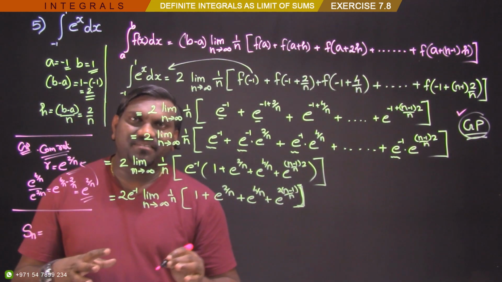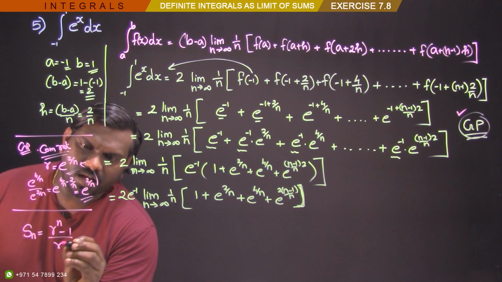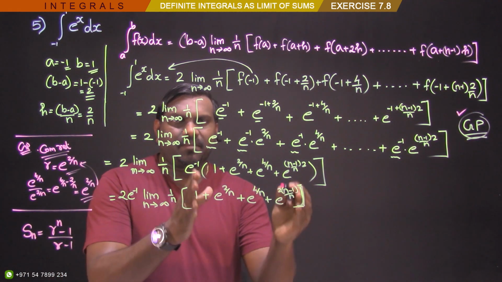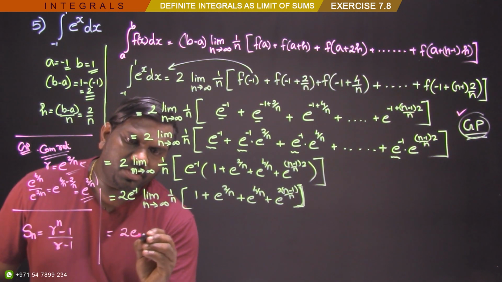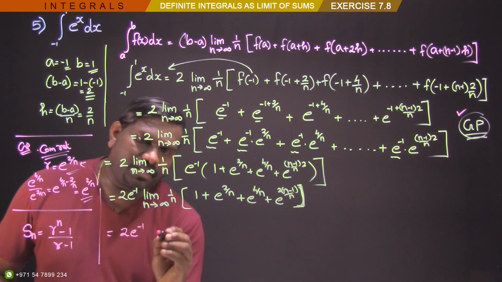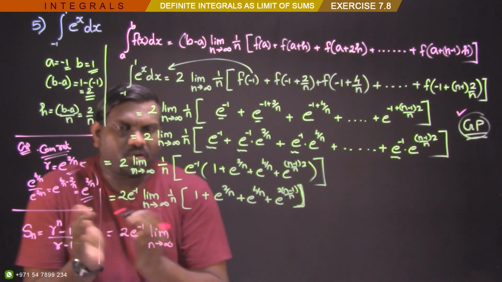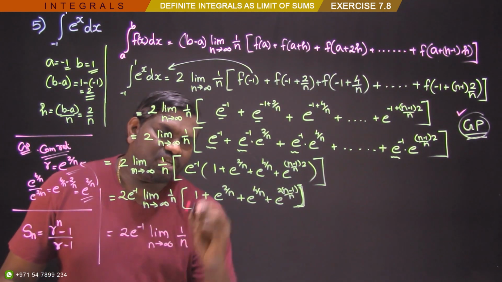You have any idea? That is r raised to n minus 1 by r minus 1, dear, where r is your common ratio. What I will be getting here is 2e raised to minus 1. This is somewhat like, I don't have any problem with this because that's going to be a constant. Let it be there. Now 1 by n, and this will change to what?